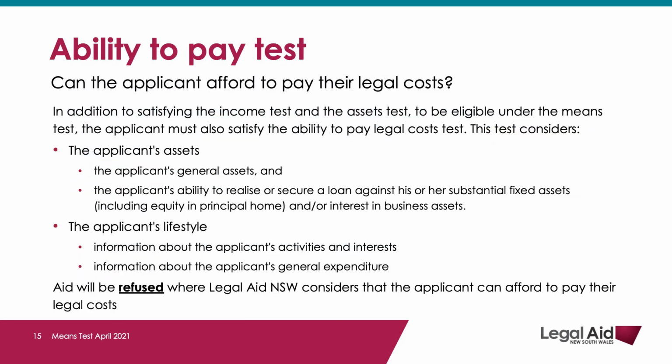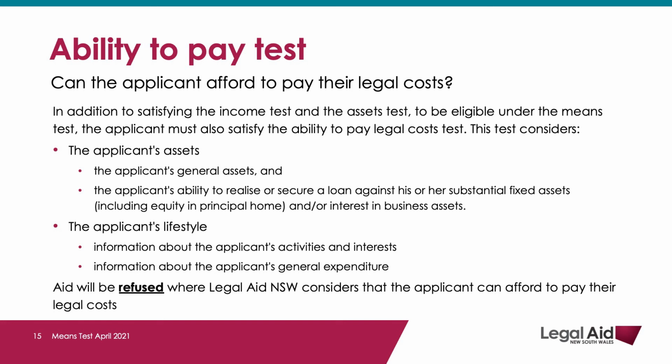The third limb of the means test is the ability to pay test. Here, we take a broad view of the applicant's financial situation and consider whether they have the ability to pay for their own legal costs privately. Firstly, we consider the applicant's assets. We look at what general assets they have and also the ability to borrow against these assets, such as equity in the home or business.